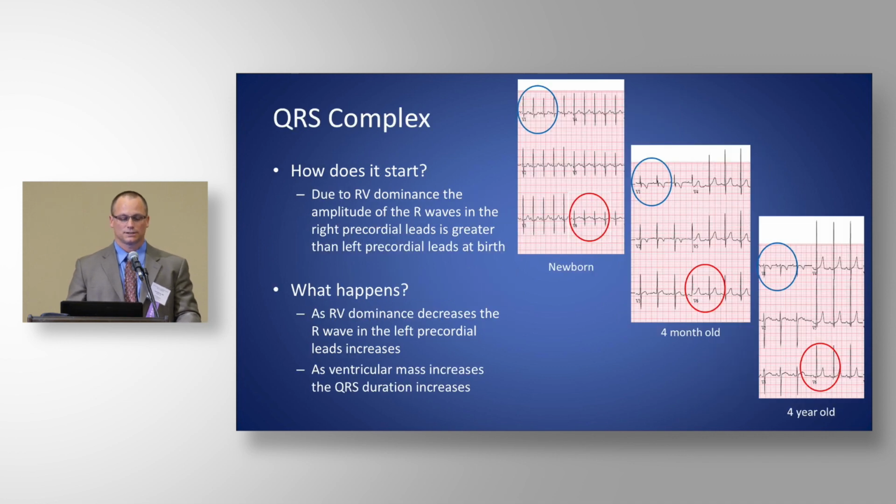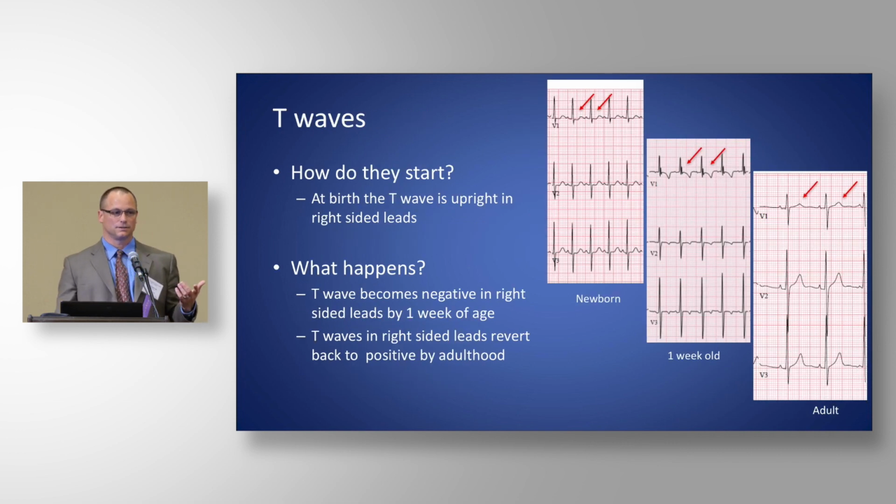And similarly, the QRS complex: right at birth, the RV is dominant. So if you look at V1, the R wave is much greater than that of V6. And then again, as the RV dominance decreases, by 4 months of age, the R in V1 is getting smaller and the R in V6 is getting larger. By about 4 years of age, you see that more typical adult pattern with small R waves in V1 and larger ones in V6. And as the child grows and the ventricular mass increases, so too does the QRS duration. So again, all of these changes require age-specific reference values; it's not as simple as just cutoffs of 110 or 120. And importantly, I was asked to focus on T waves.